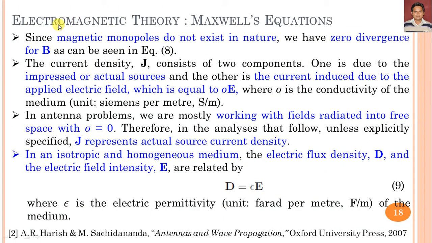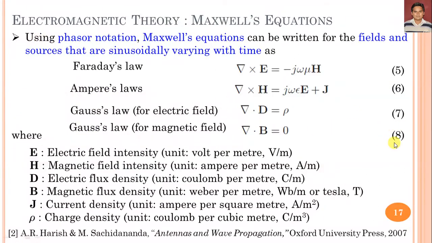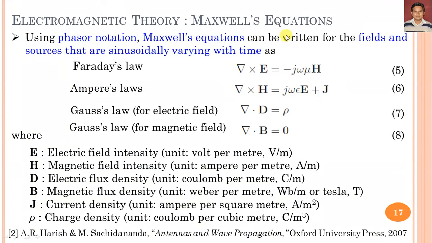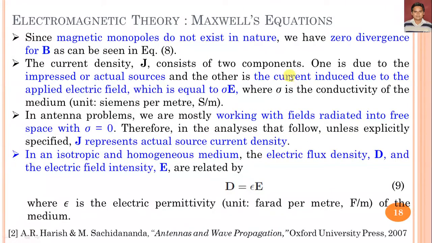Further, since magnetic dipoles do not exist in nature, the divergence of B, as given here in equation 8, is equal to 0. The current density J consists of two components. One is due to the impressed or actual sources, and the other is the current induced due to the applied electric field, which is equal to sigma E, where sigma is the conductivity of the medium. Here you can see J, sometimes called the conduction current JC, and this is JD, which is called the displacement current density.